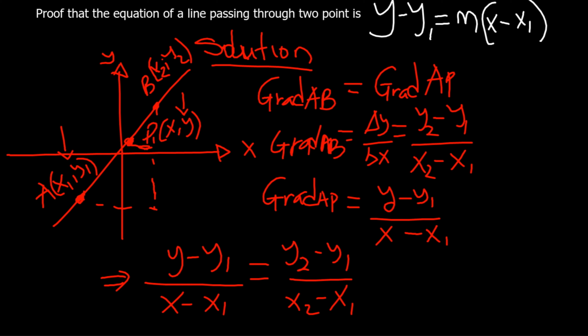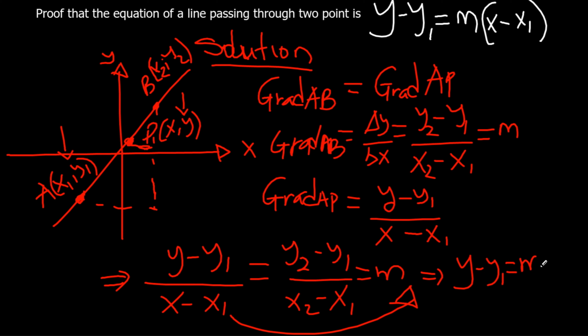If we say this is equal to m, then if this comes here and multiplies that, you will see that y minus y1 will be equal to m into x minus x1. So this is what we wanted to prove, quod erat demonstrandum.